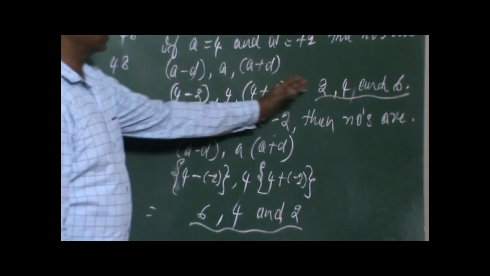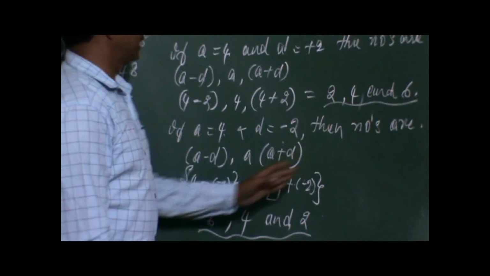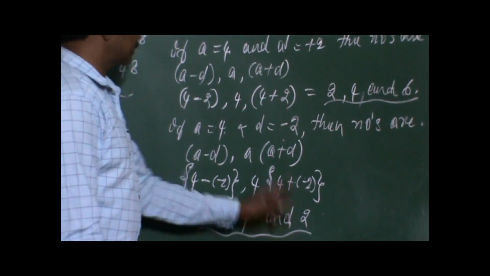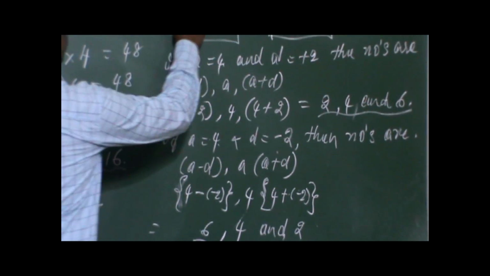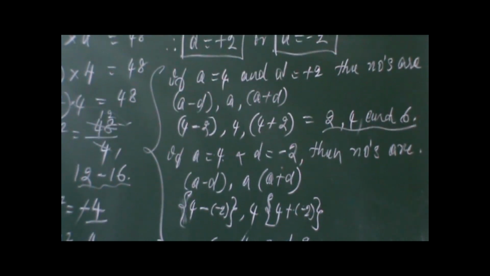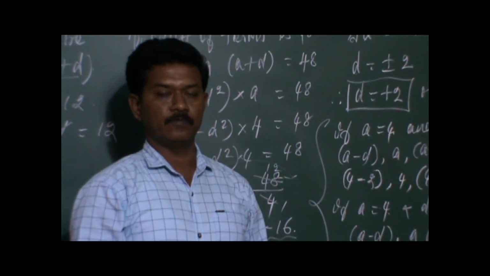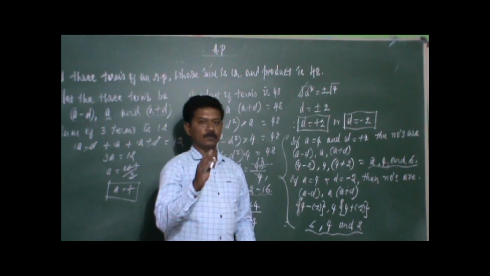So just look at the terms we have got here. 2, 4 and 6 is there because D is positive. Here we have 6, 4 and 2 because we have D as negative. So if you get D as two values, please present the AP in two different forms. One for positive value of D, another for negative value of D. I hope you enjoyed this problem.